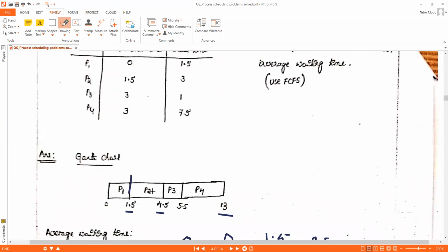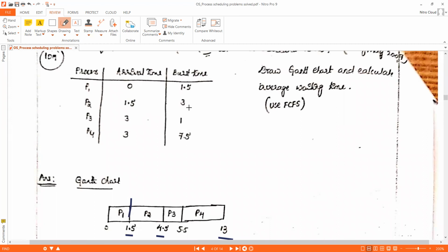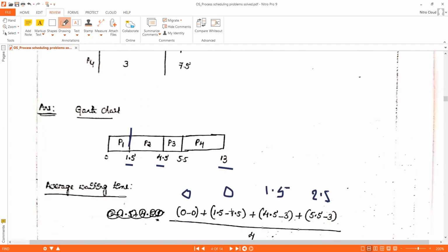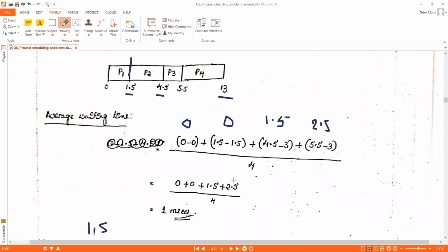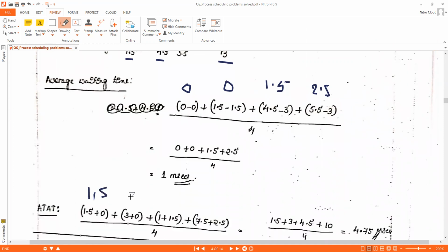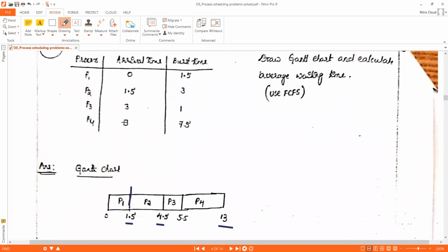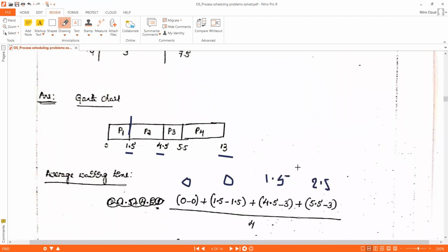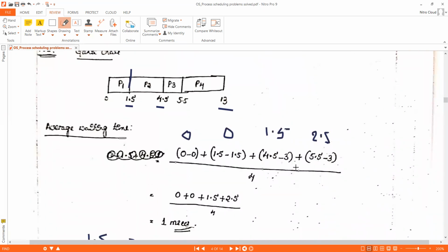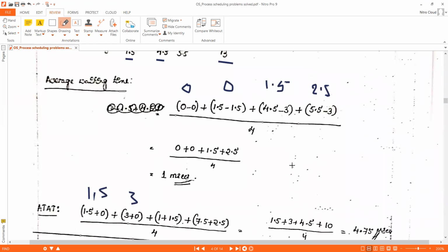Okay. Next, process 2's burst time is 3 milliseconds and its waiting time is 0 milliseconds. 3 plus 0, it is 3 milliseconds is the turnaround time for process 2. Okay. Next, process 3's burst time is 1 millisecond. Waiting time is 1.5 milliseconds. 1 plus 1.5, it is 2.5 milliseconds is the turnaround time for process 3. P3's turnaround time is 2.5.